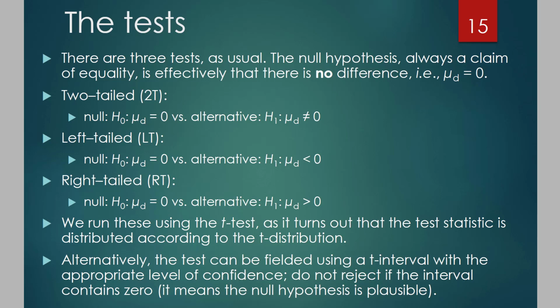So for testing matched pairs, again, there's two samples, but there's only one mean which is going to be tested. The reason is because we're taking the difference between the samples and we're actually working on the difference. So you can have a two-tailed test, a left-tailed test, or a right-tailed test. Notice that the null hypothesis is the same in every case. It's effectively a claim that there is no difference. In other words, mu sub d, the true mean of the differences, is equal to 0. And the only thing that changes is the alternative hypothesis.